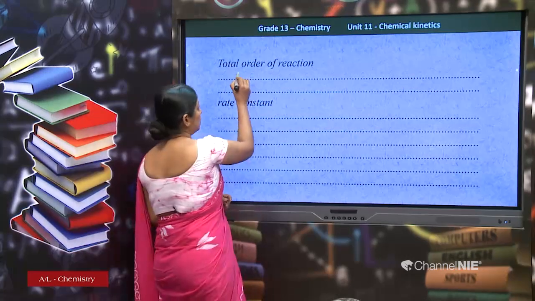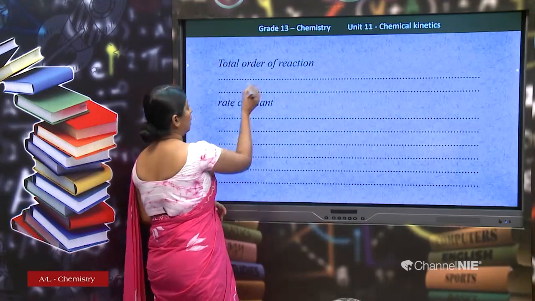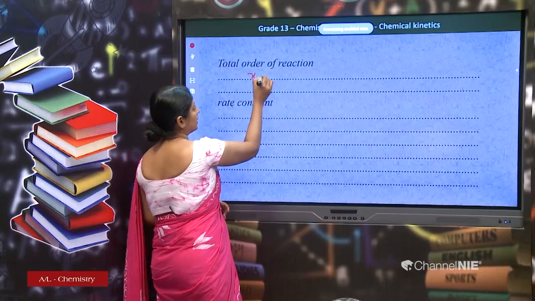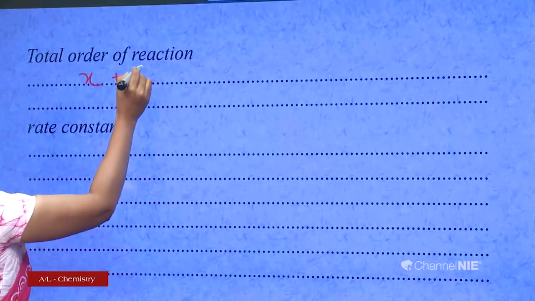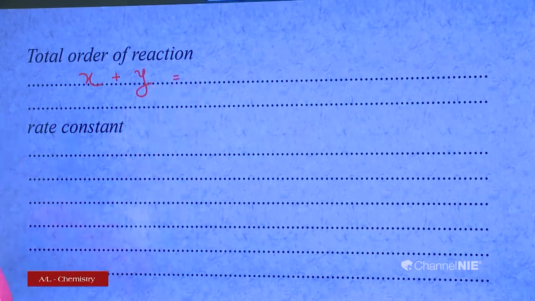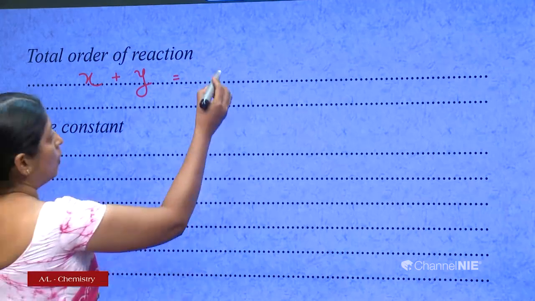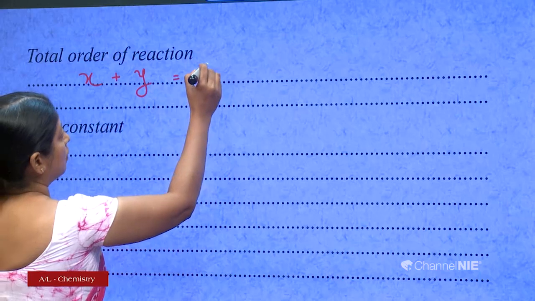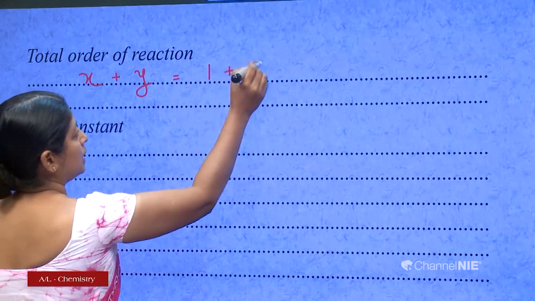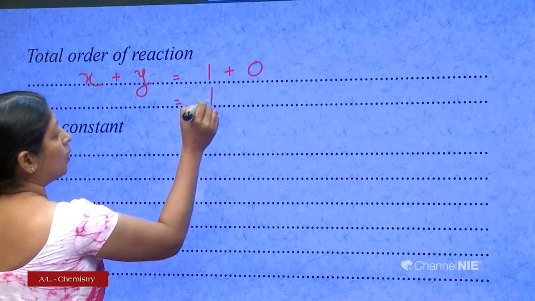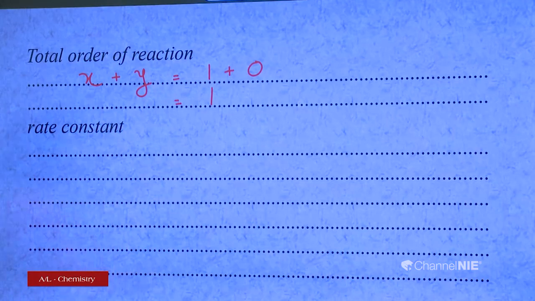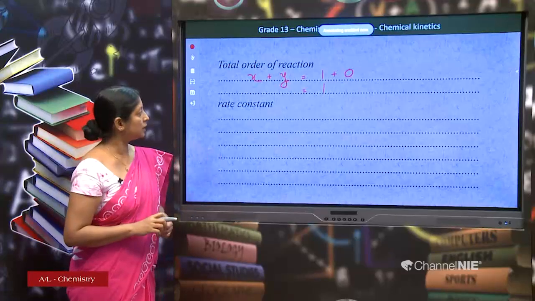We had considered order with respect to A as x and order with respect to B as y. So, here total order means summation of x and y, and we came to know order with respect to A is 1 and order with respect to B is 0. So, then total order is 1. Very easy to find out total order. Once you calculated order with respect to each reactant, just get the summation.